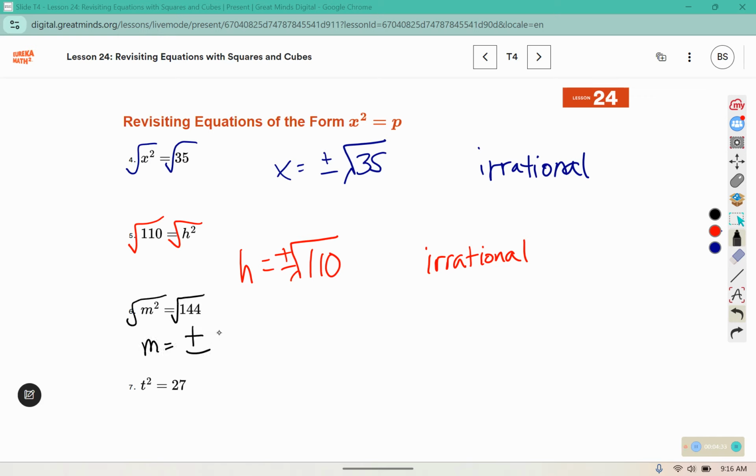The square root of 144 is 12. So positive or negative 12. 12 times 12 is 144, which makes this rational. The square root of 27. The closest ones would be 5 squared, which is 25, and 6 squared, which is 36. But there isn't a perfect whole number for the square root of 27, making this irrational.